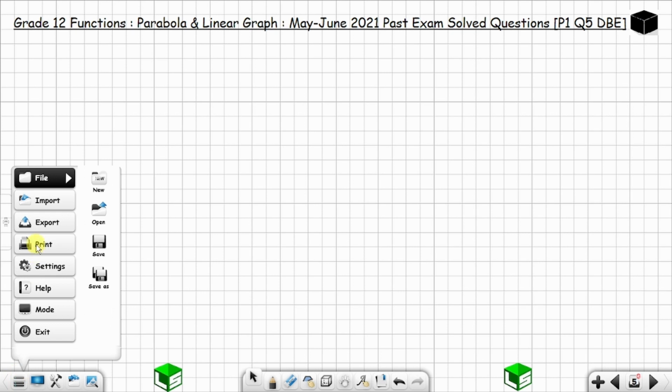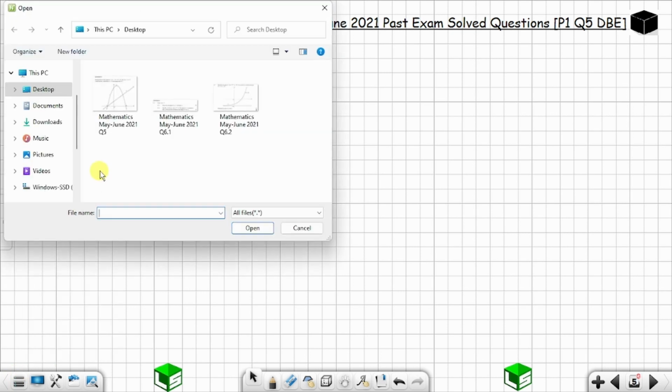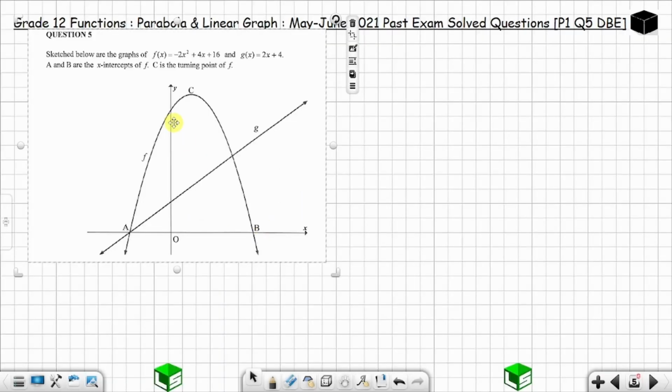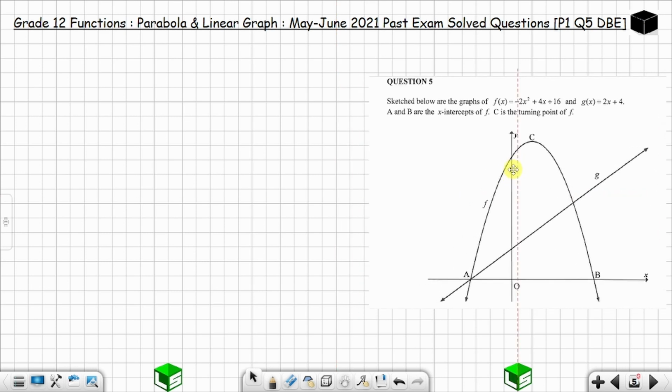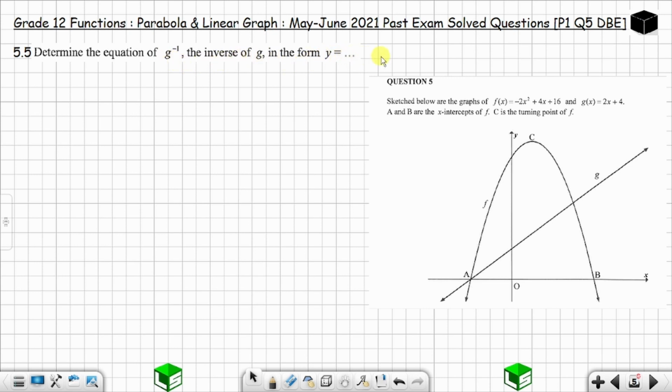Let me get the question again. So this is the question. Question 5. Let me put it here. Okay, now it's 5.5. This is the question. You can see, determine the equation of the inverse of g, right? In the form y is equal to. And this question is 2 marks.